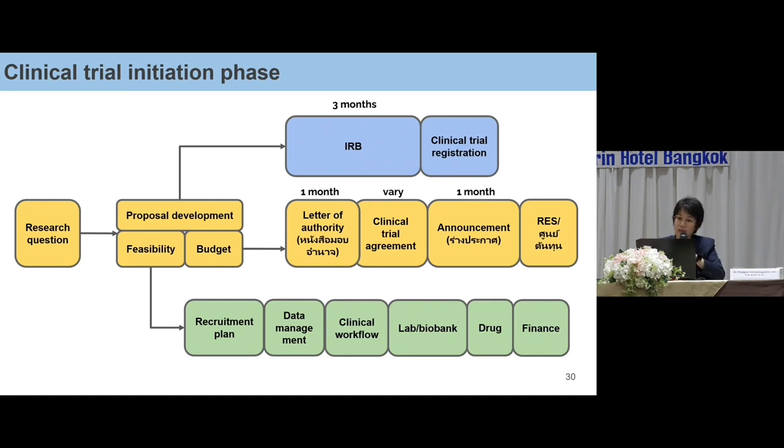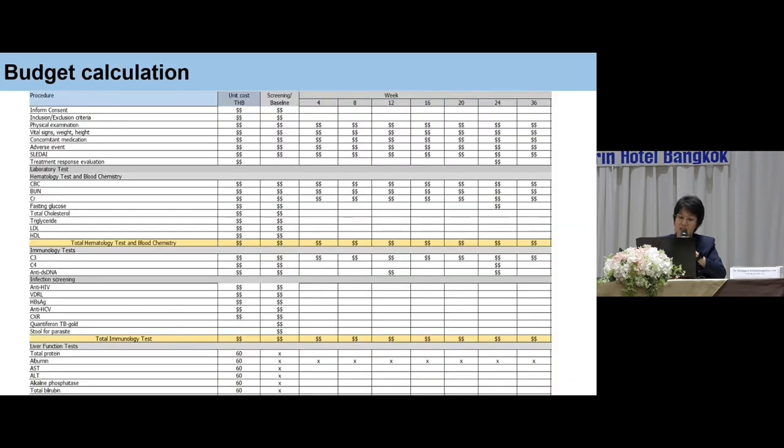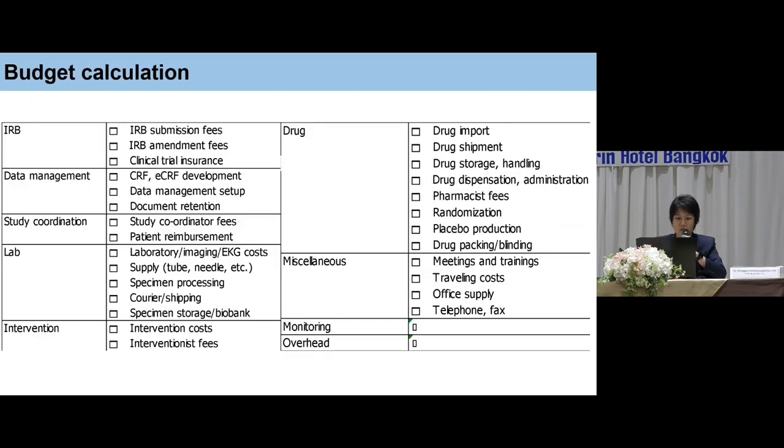You have to think about the recruitment plan, data management, and clinical workflow, which is very important, okay? Because it's a very risky procedure. It's not only the study team, but other specialists should be involved, like hematologists, infectious disease doctors, or ICU doctors. We also need a good facility to handle this therapy. Plan about the lab, whether you're going to have a biobank, medication, finance. As I told you, it is very expensive to conduct a trial for CGT.